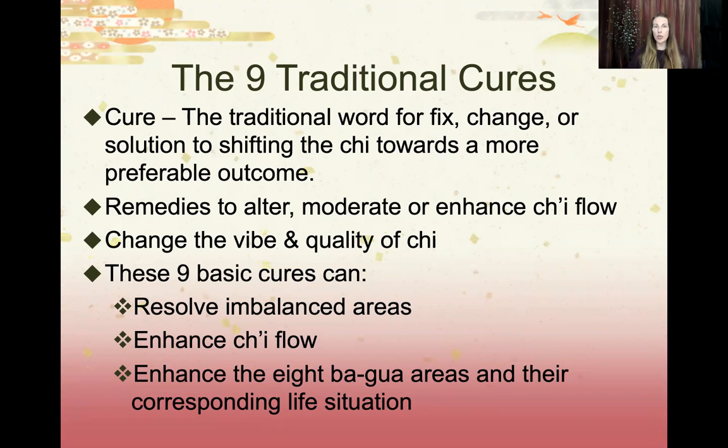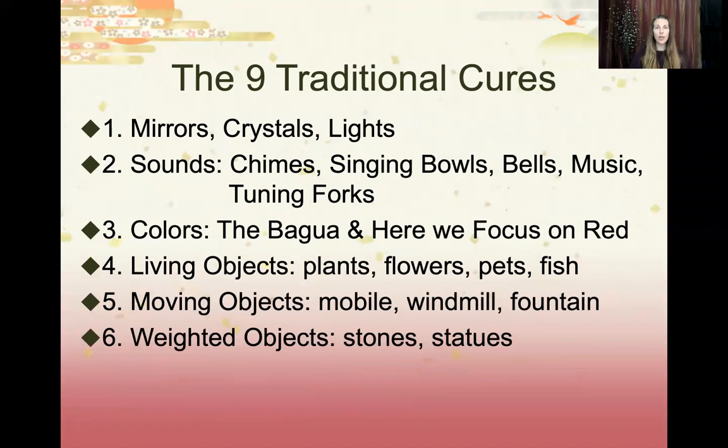So again, cures are remedies to alter, moderate, or enhance chi flow. We're wanting to change the vibe and the quality of chi in an area. So when we use these 9 basic cures, we're hoping to resolve imbalanced areas. We're hoping to enhance chi flow. We want to enhance the 8 Bagua areas and their corresponding life situations.